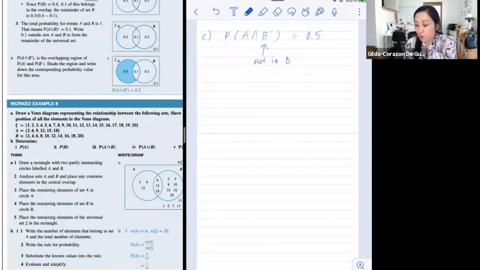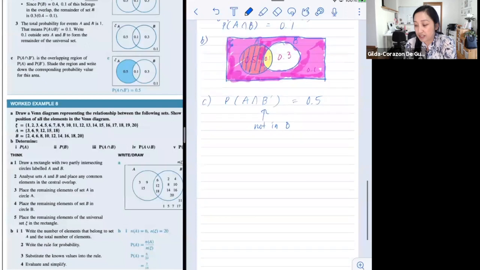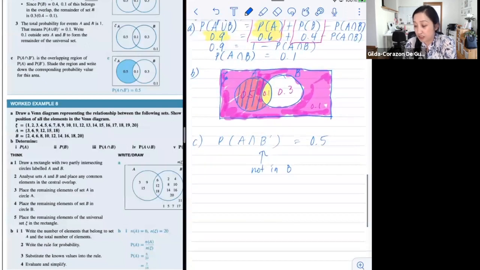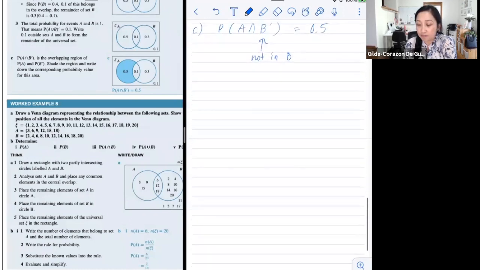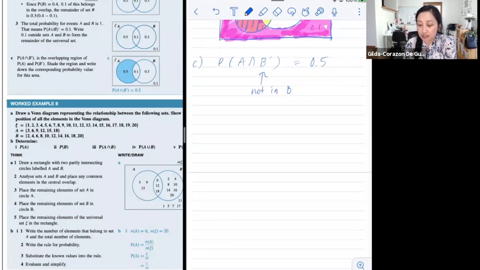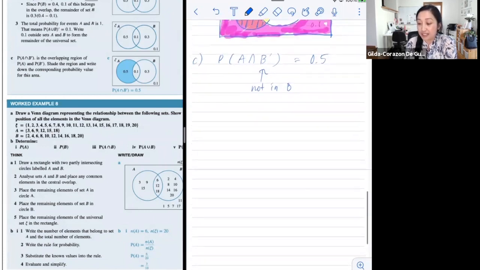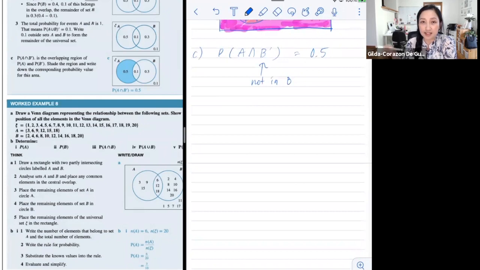Okay, now what you want to do here is not to write just like what we've done here. The numbers that we put here are not the elements, but the numbers we put here would be the probability. On this second example, or in example 8, what we need to draw or put inside the set would be the actual elements, okay? What's in that group? What would be the numbers that belong in that group?